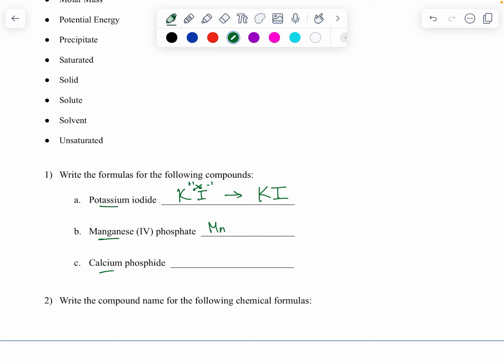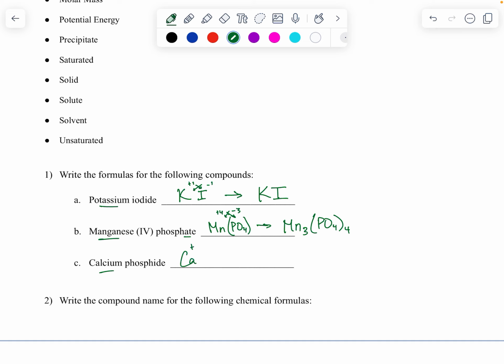Manganese here has a +4 charge, where phosphate, remember our -ates and -ites are on the back side, and that's a -3 charge. So you crisscross those and you end up needing 3 manganese +4 ions and 4 phosphate ions there. So that would be your total amount of each of those ions.